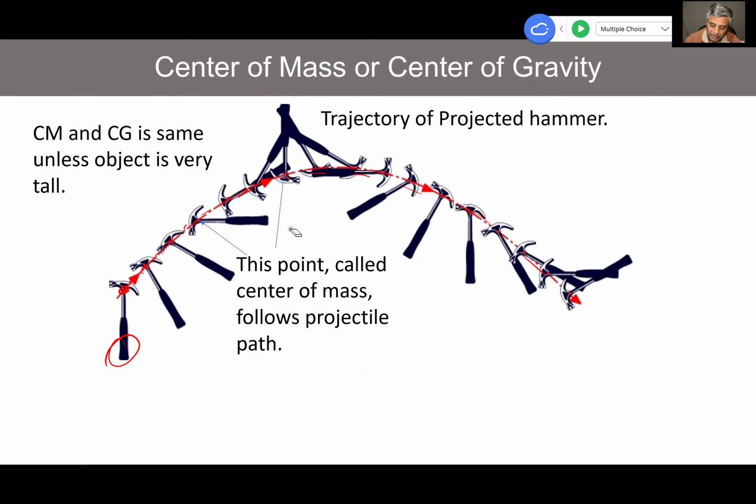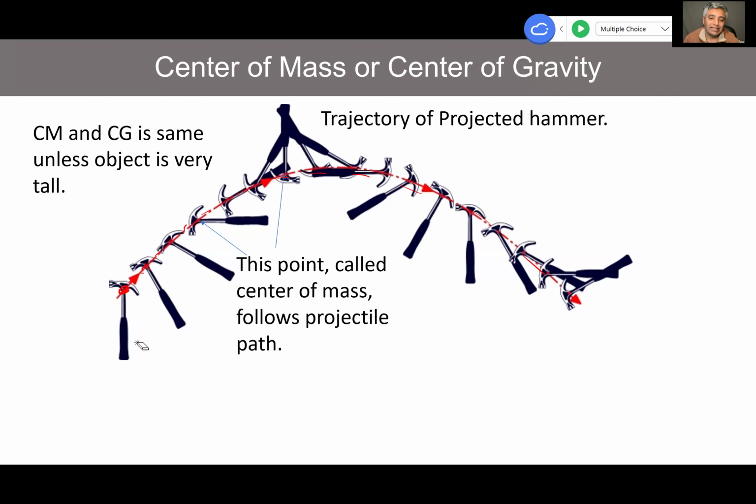So now, the translation. To figure out the translation, which point are we going to be following for the object? A point called the center of mass of the object acts as if it was a point object in terms of translational motion. So understanding center of mass is important. And center of mass and center of gravity are the same for these objects. That is, you know, not huge.